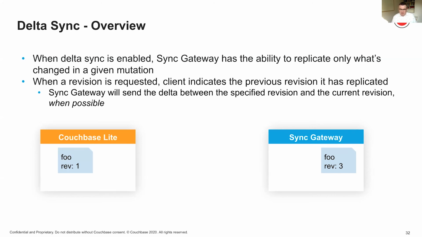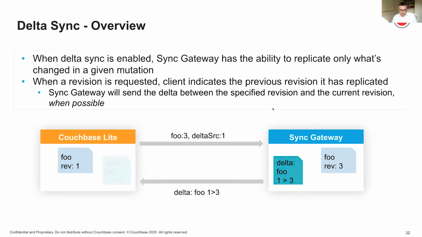And so the general functionality looks a little like this. Consider a scenario where you have Couchbase Lite that's on revision 1, and Sync Gateway that's on revision 3 of the same document. Couchbase Lite's going to send a request for revision 3 and specify a delta source of revision 1. What it's asking here is, give me the delta between revision 1 and revision 3 of this document foo. At this point, Sync Gateway is going to compute the delta between those 2 revisions. It's going to send that delta back to Couchbase Lite, and then Couchbase Lite is going to apply that delta to its local revision.